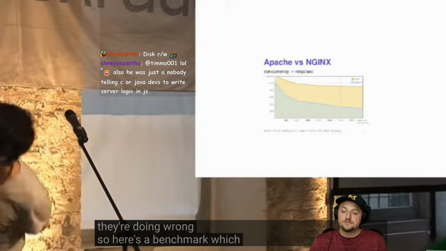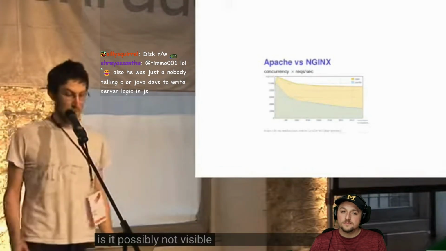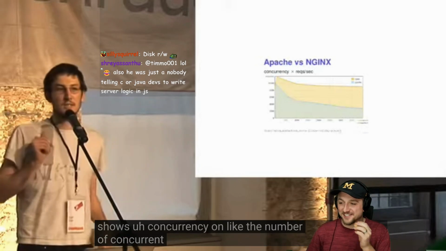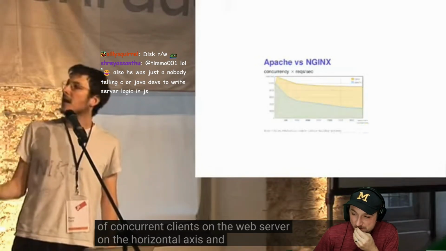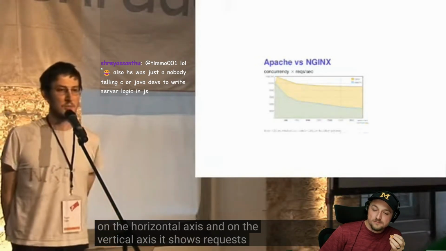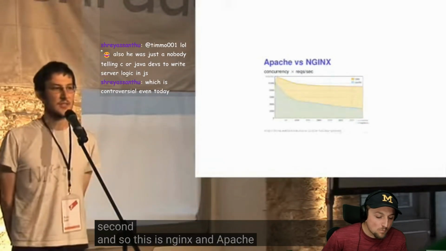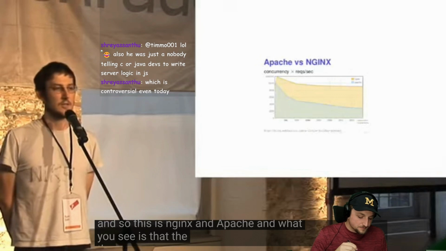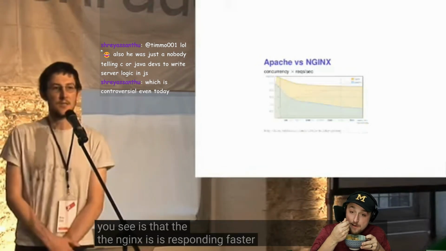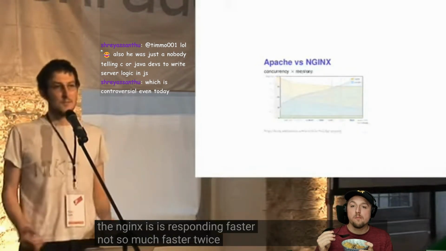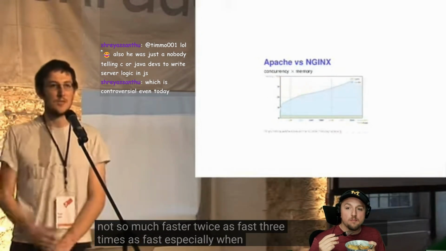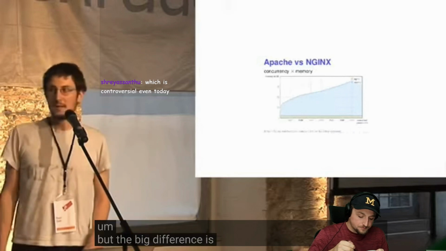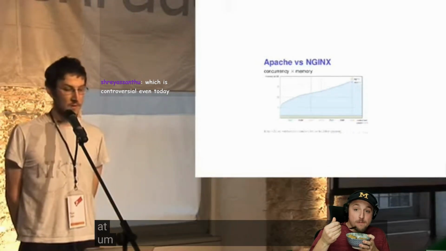Which is possibly not visible to you, unfortunately, at 360p. It shows the number of concurrent clients on the web server on the horizontal axis, and on the vertical axis, it shows requests per second. And so this is Nginx and Apache. And what you see is that Nginx is responding faster. Not so much faster, twice as fast, 3 times as fast, especially when you get to higher concurrency. Who cares? But the big difference is when you look at memory.